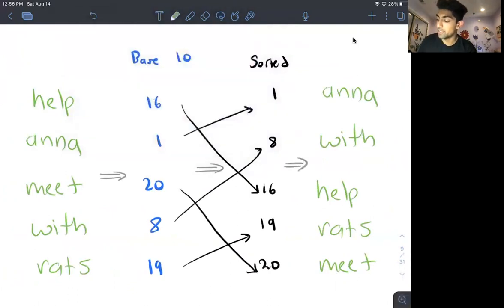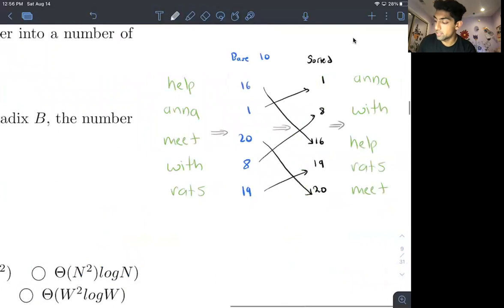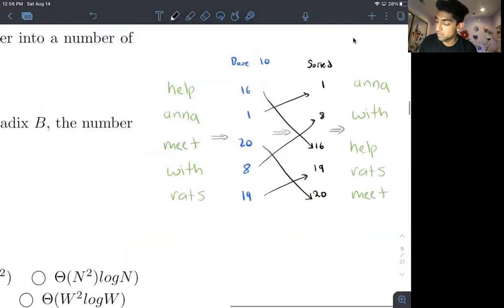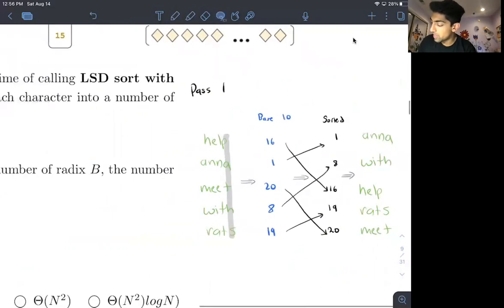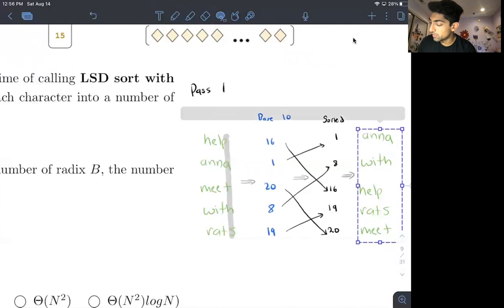And then we're going to repeat this process. This is going to be pass 1, where we're looking at this digit. And then if we look at pass 2, it's going to be the same process.